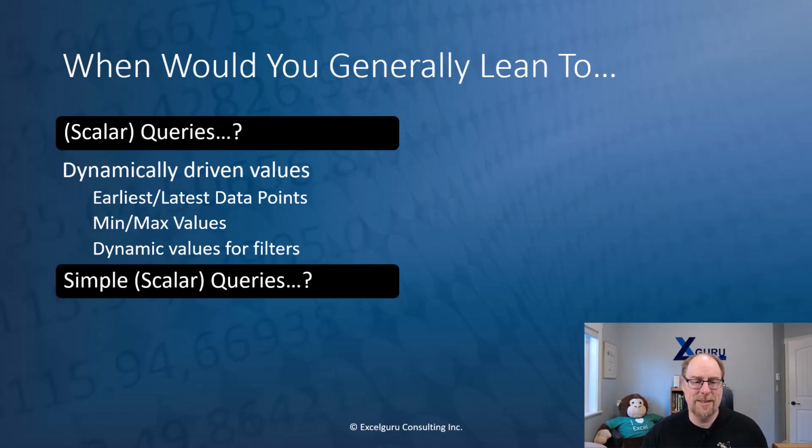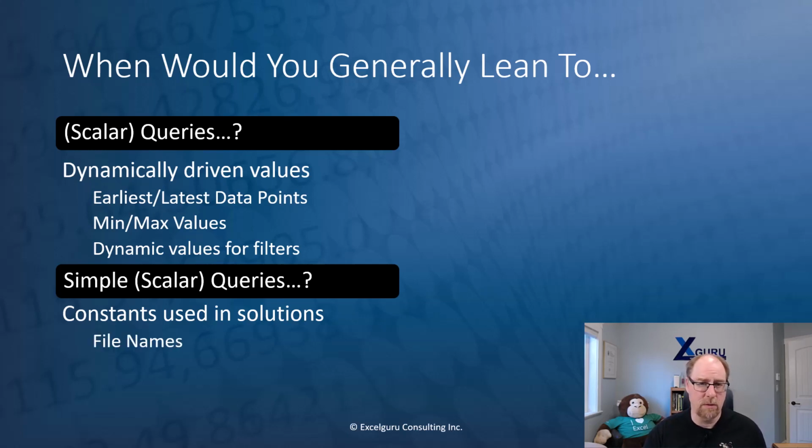What about a simple scalar query? This is the one that's hard-coded, the data sources don't change, and that's really what drives it right there, if they're constants that are used in the solution. These are really good for things like file names. Remember my chits dev versus chits all. Those two things, the name of the file isn't going to change ever. The other part of the path might, but a path is another one, right? If you're using a SharePoint URL, that's never going to change in the organization.